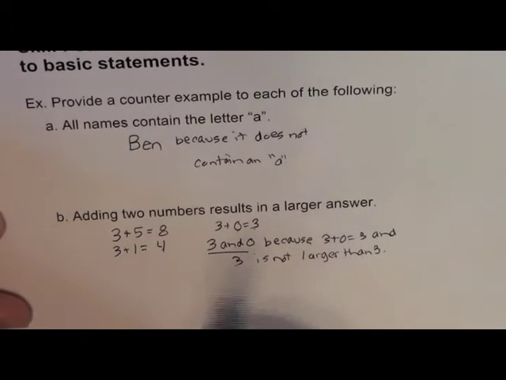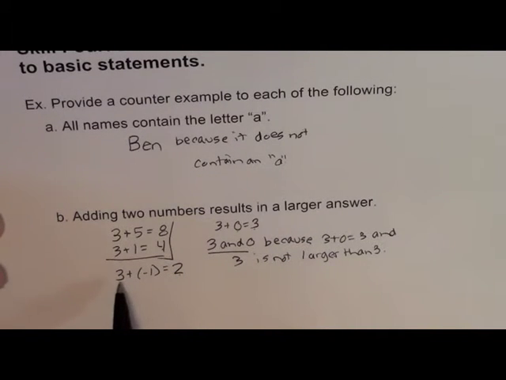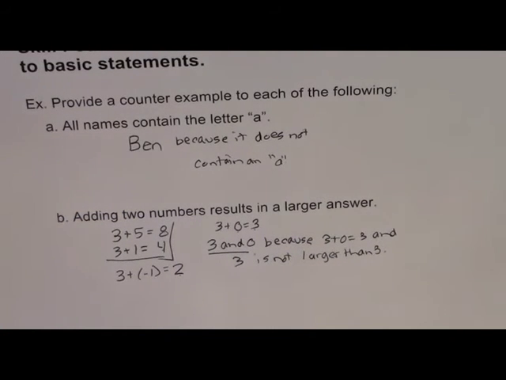Another counterexample, if you were interested in one, would be 3 plus negative 1 equals 2. Here the answer is actually smaller than the 3, so here would be another counterexample. But again, for counterexamples, you only need one. Once you find one, I suggest you double check and make sure it actually makes the statement false. And then move on. No need to come up with any more.